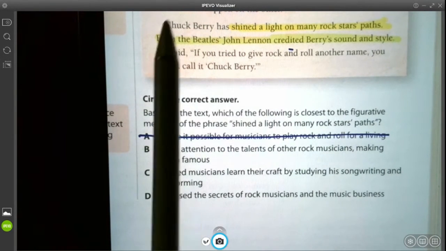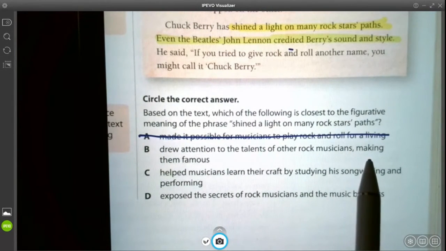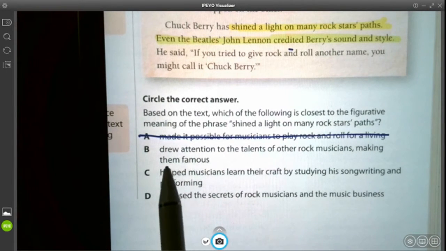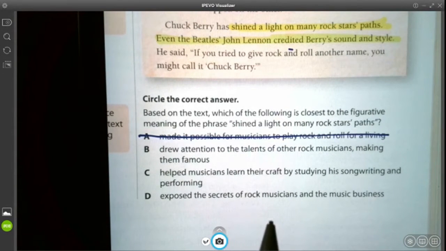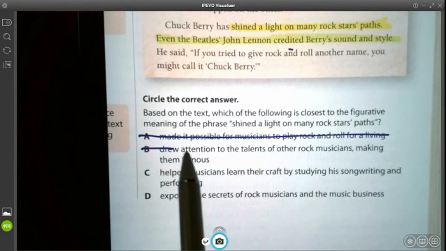Let's try B. Chuck Berry drew attention to the talents of other rock musicians, making them famous. Well, I don't know that it talks about him drawing attention to other people's talents. This article is mostly about how other people drew attention to Chuck Berry's talents. So that one's kind of backwards. So that's not really the correct answer.